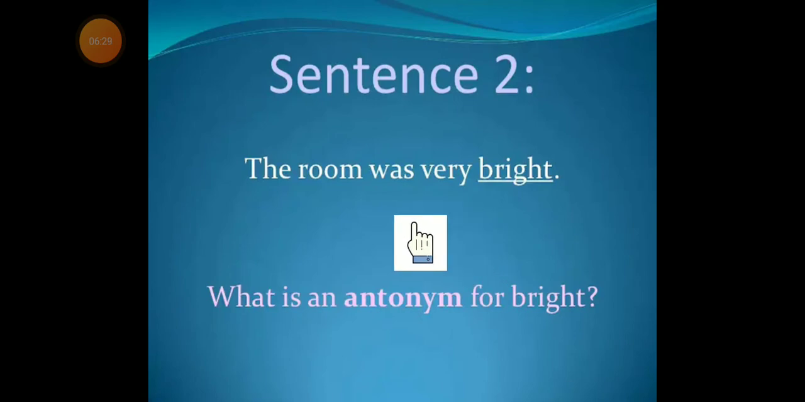Sentence number 2. The room was very bright. The room was very bright. So what do we have to find? What is an antonym for bright? Okay, bright means very light. Bright means very visible. Bright means which can be seen easily and which can be seen by everyone. So it is called bright. So the room was very bright because there are too many windows and even there are two lights.